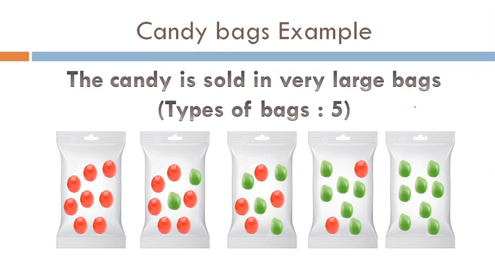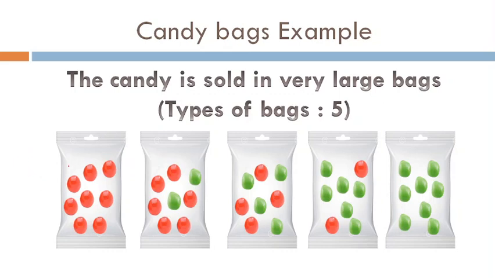Consider the candy is sold in very large bags, like the 10 rupee packs. Five types of bags are there: this is one 10 rupee pack, this is another, and so on. Different types are manufactured by the company.